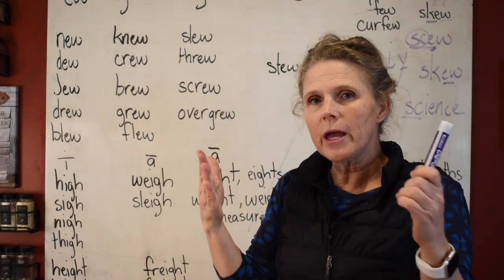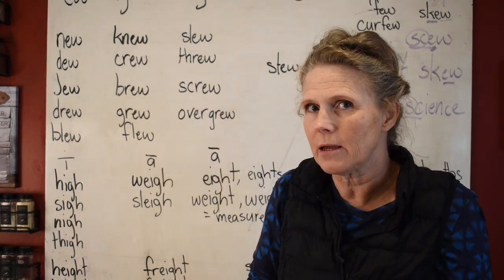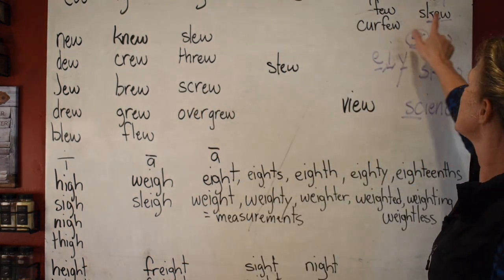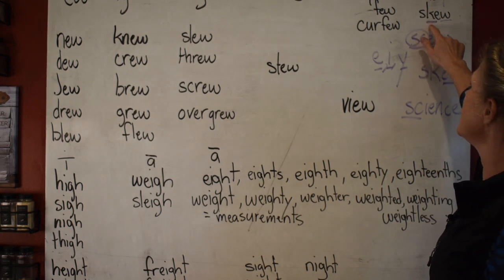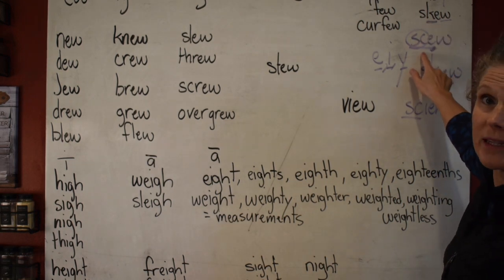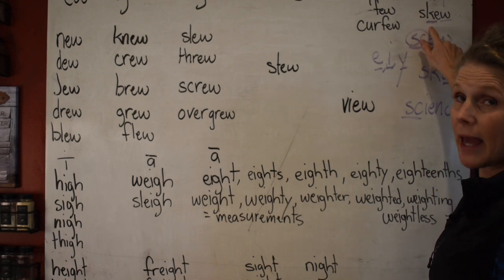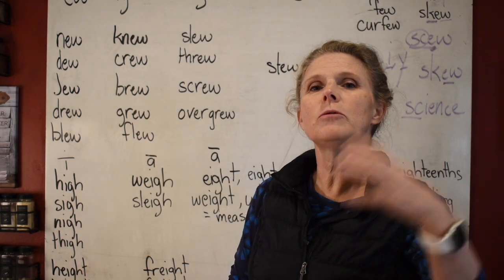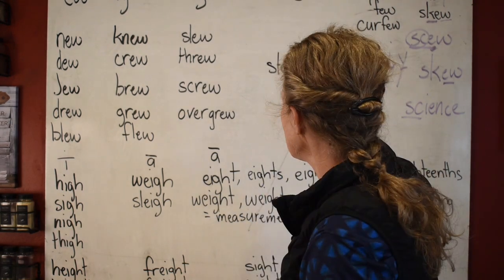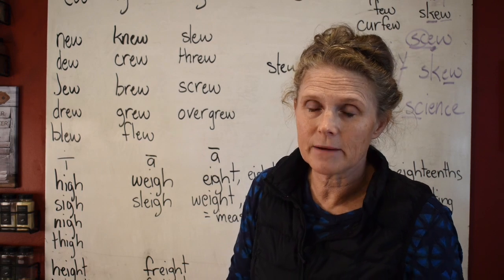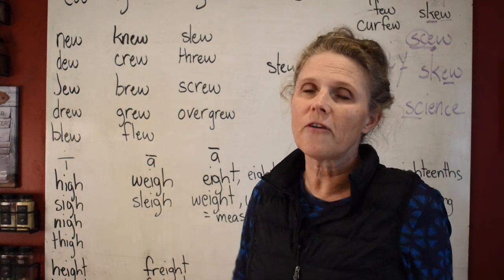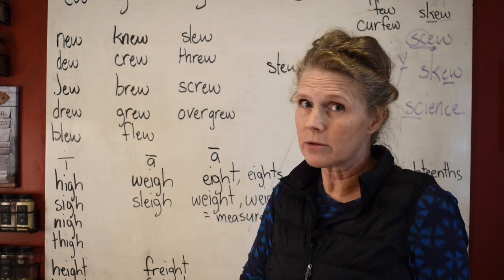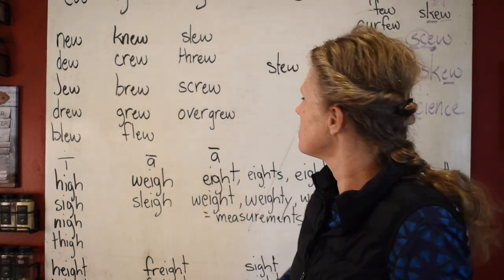But if you can use the C, use the C. If you can't use the C, we can't use the C here because it's going to make it say S, use a K. All right? Use the C first and then move to the K. And then you move to the CK, but CKs can only follow a short vowel.